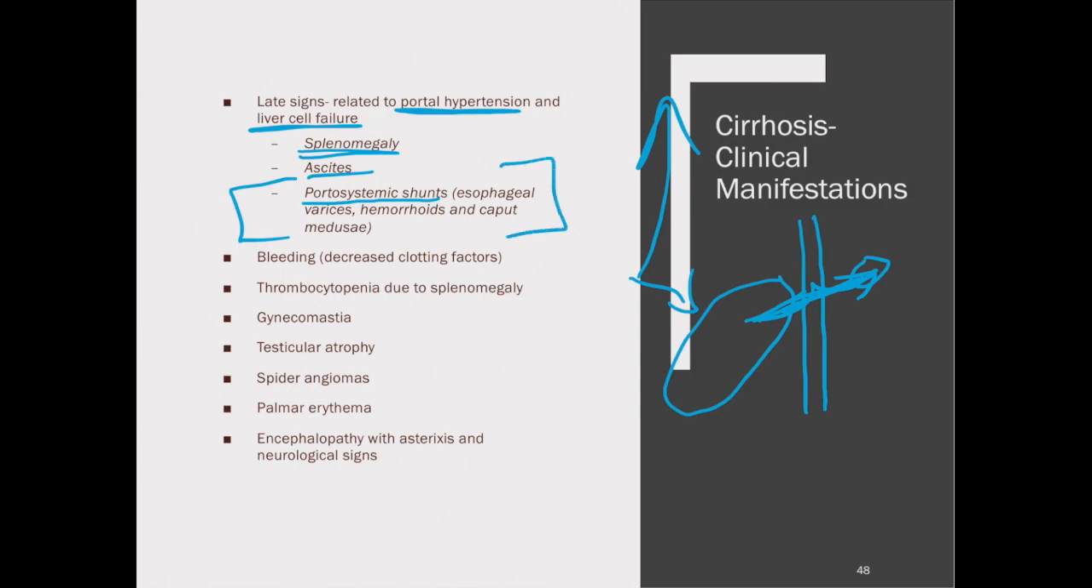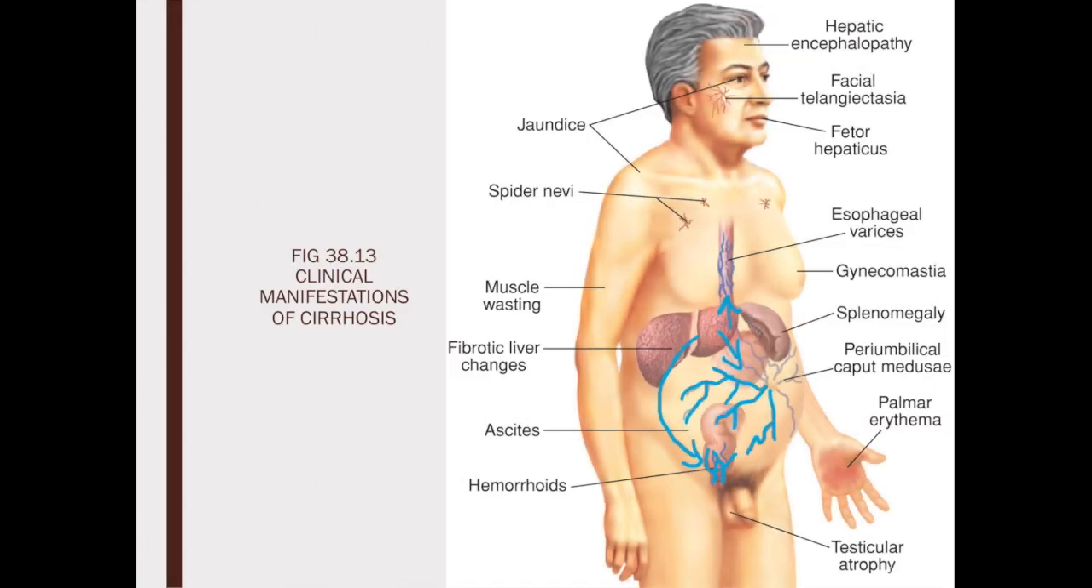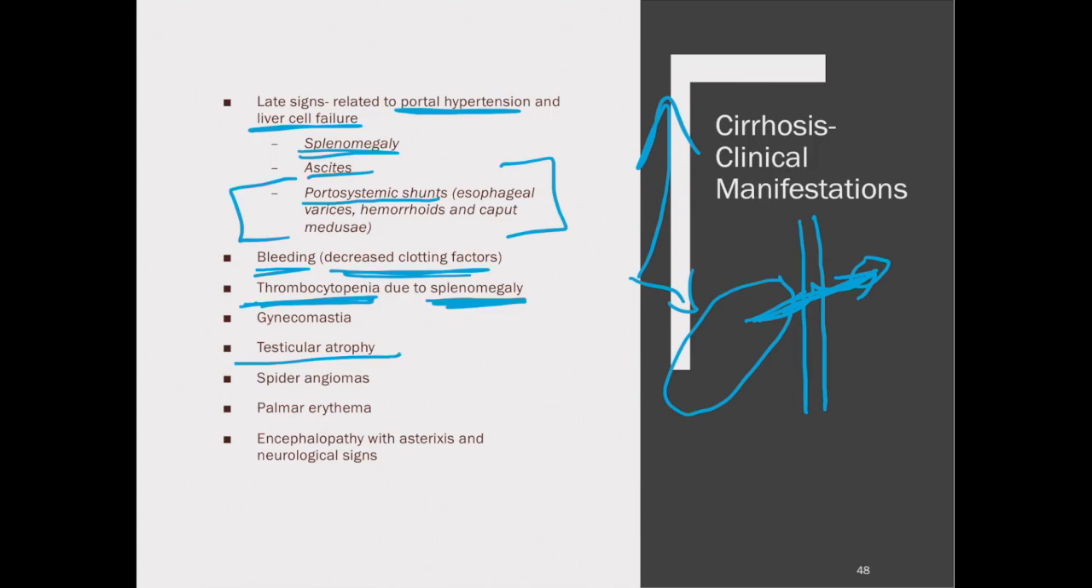We also have other manifestations of cirrhosis, bleeding, and that's again because of your decreased clotting factors, thrombocytopenia. The spleen is almost like a reservoir for your platelets. And so when the spleen isn't doing its job, it's damaged now, you're going to see a drop in your thrombocytes or platelets. Gynecomastia, that is because the liver is responsible for metabolizing sex hormones. There is a buildup of estrogen, and we can have breast buds that develop on a male. Testicular atrophy, again, same thing with the sex hormones, and spider angiomas.